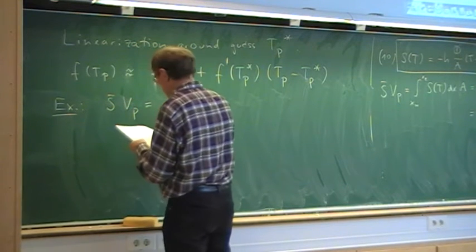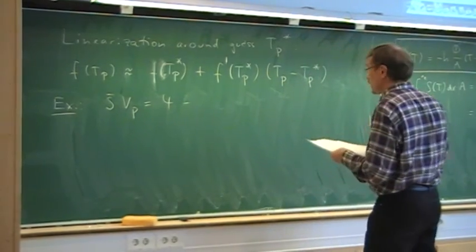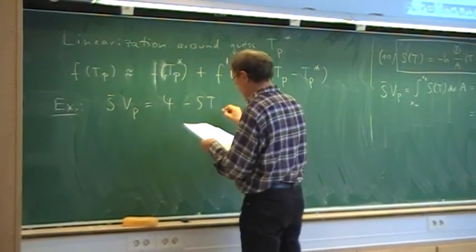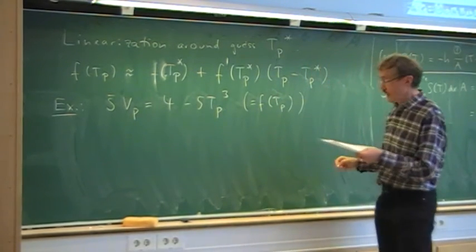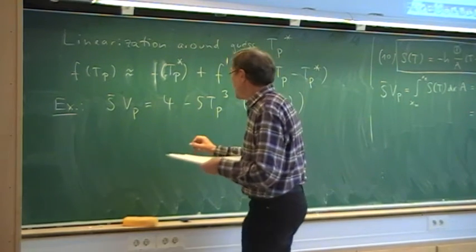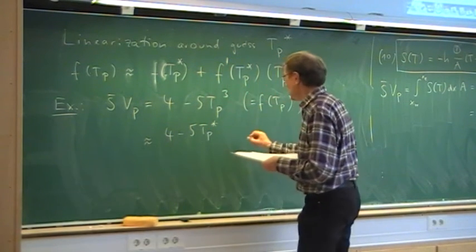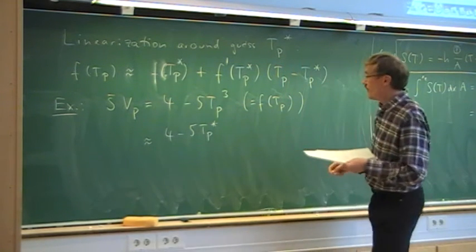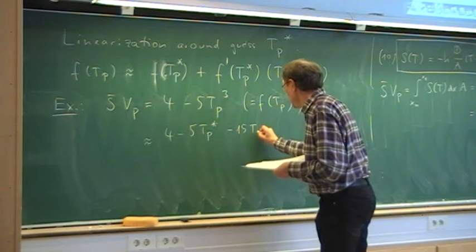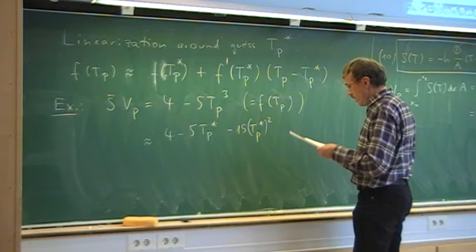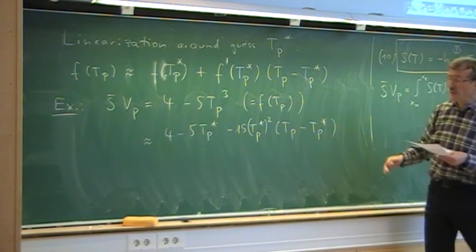And as an example, let us take the following, that is the one from Patankar. So we assume that the nonlinear function is the following: 4 minus 5 Tp to the power 3. So that is now our f of Tp here in this example. Then we say that this is approximately equal to 4 minus 5 Tp star cubed. And then we have the f prime with respect to Tp is minus 15 Tp squared, minus 15 Tp star squared. And that we have to multiply by Tp minus Tp star.